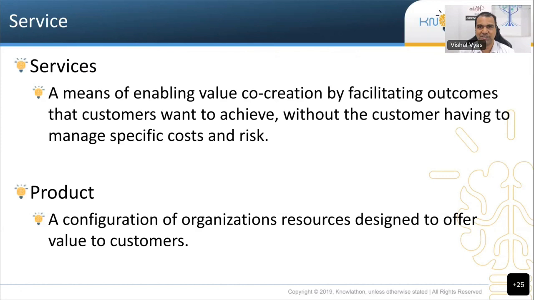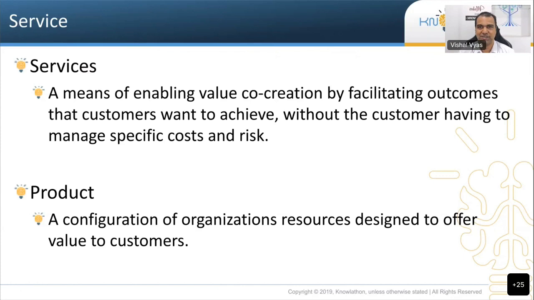So every customer comes with a different perception. Every customer comes with a different prioritization. Every customer comes with a different baseline. Every customer comes with a different outcome in mind. Hence, every customer will have a different value definition. The value I expect from something could be very different than the value you expect from something. Make sense? Yeah, correct.